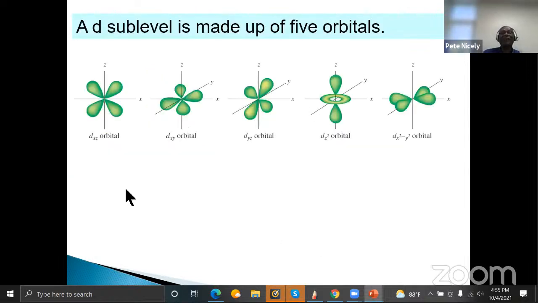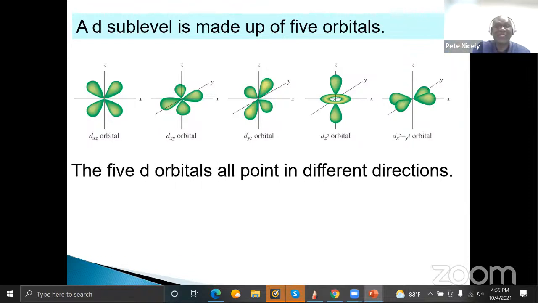And then we have the d sublevel, and it's even more complicated compared to the p sublevel. In the case of the d sublevel, you have 5 orbitals, and these are basically what they look like. To be perfectly honest, you don't need to memorize what they look like or how they're oriented, but you need to know that they exist, and this is what they look like, all right? So those are the d orbitals that occur in the d sublevel. And as you can see, they point in different directions.